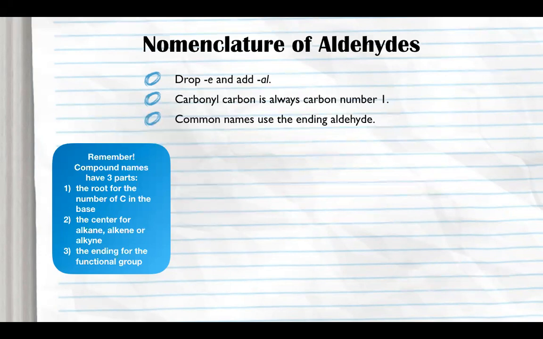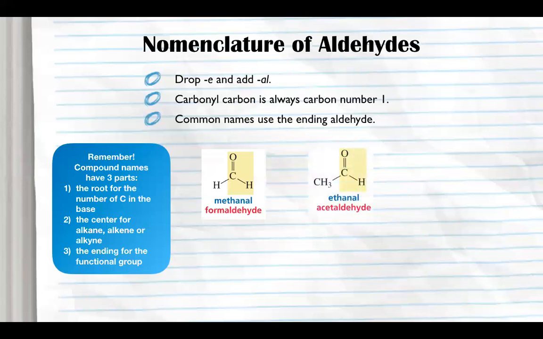For common names, we're going to use the ending aldehyde. I just want you to understand the common names because you'll run into them. That's how people talk, and that's how sometimes bottles are labeled. If you have just the carbonyl, 1 carbon and 2 hydrogens, that has 1 carbon, so that would be methane, so it's methanal. The common name for that is formaldehyde. To be perfectly honest, I've never heard anyone call it methanal. Everyone has called it formaldehyde. Same thing with ethanal. Ethanal is more commonly referred to as acetaldehyde.